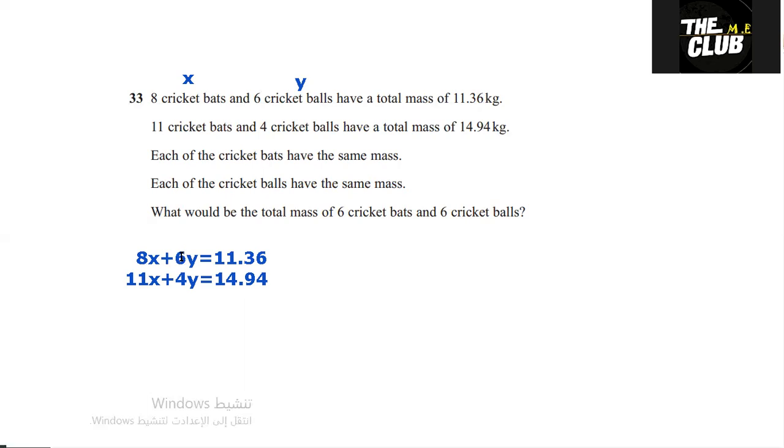Now, to make this, for example, a bigger number, I'm going to multiply this equation by 4, and this equation by 6. Or we can make both of them 12. So we're going to multiply the one on top here by 2, and the one in the bottom by 3.